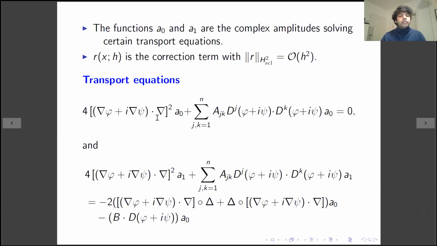So grad phi plus i grad psi dot grad squared A0 equals 0. In particular, if you have this isotropic matrix, then your transport equation is a bit easy. I mean, actually it's really easy. Then you can solve these transport equations, pick up those solutions, and put them into this integral identity to recover the coefficients.